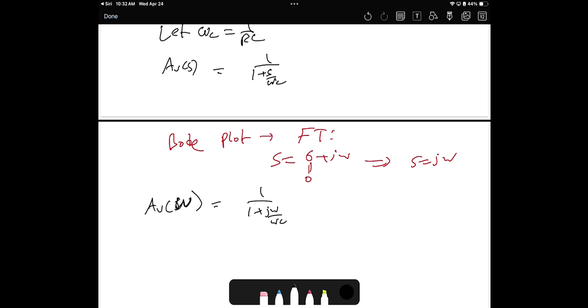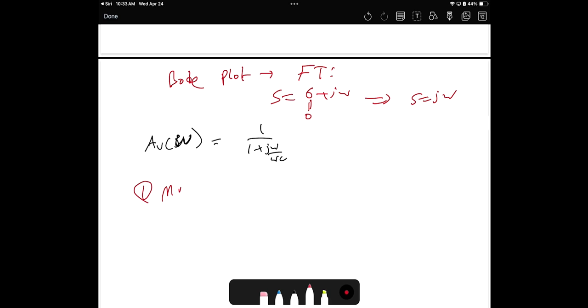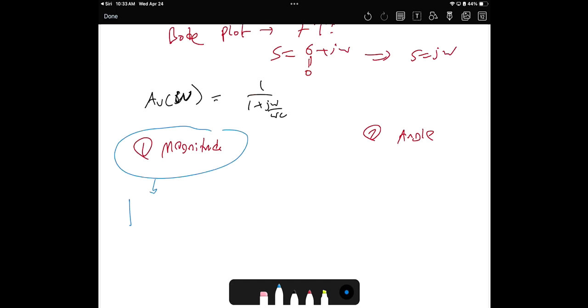Now, since we have this, we need to plot two things. In today's lecture, I will focus more on plotting the magnitude, while next lecture, I think I will go to the angle. So we have a magnitude, then we have an angle. Let's discuss the magnitude. So the magnitude in dB, A v omega in dB. Is this one voltage or power? It is voltage, right? So it will be 20 log 10 of A v of omega.